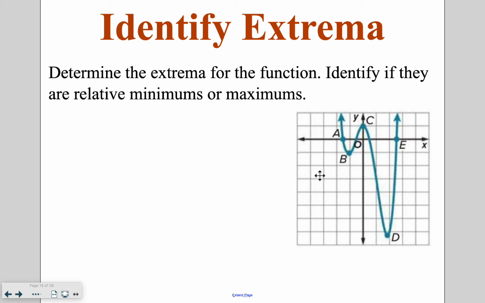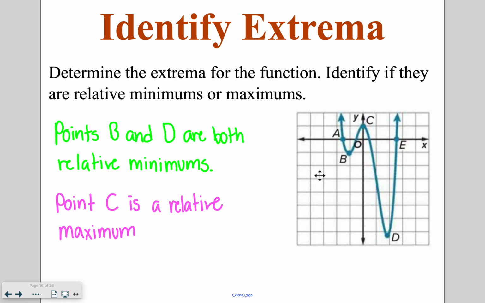Go ahead and try this one on your own. In this case, we have two relative minimums, point B and point D. Both occur when we are going from decreasing back up to increasing. And point C is a relative maximum going from increasing down to decreasing.